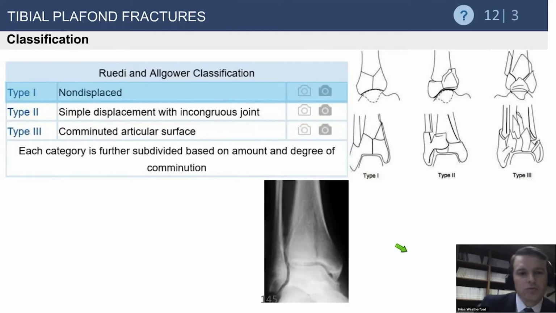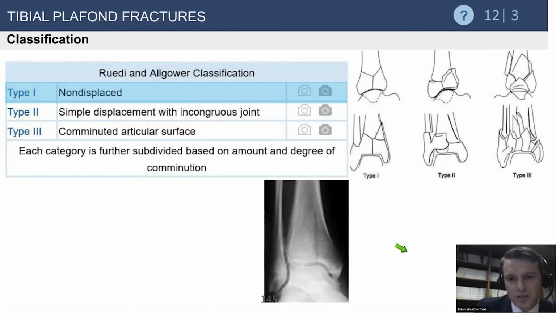All right, so the Ruedi and Allgower classification. Ruedi and Allgower initially described this injury. It was mainly in rotational injuries in skiers in the Swiss Alps. They came up with this classification, and they were the ones to really originally popularize surgical treatment of these injuries, whereas previously they had been treated with closed reduction, potentially Kirschner wires or some other similar device.